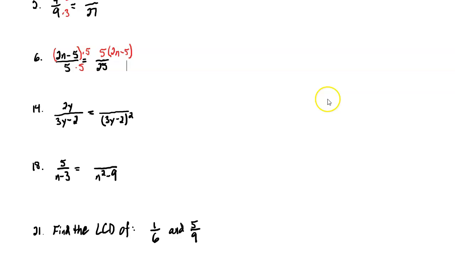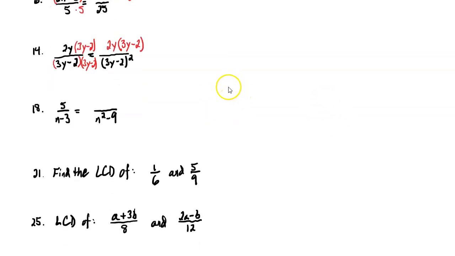Number 14, same thing. Change the first fraction into an equivalent fraction with the new denominator. It looks like what we're lacking is another 3y minus 2 factor. And so if you multiply the top also by 3y minus 2, you figure out that the missing part of this fraction is 2y parentheses 3y minus 2.